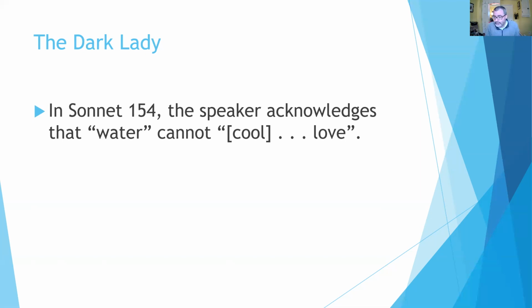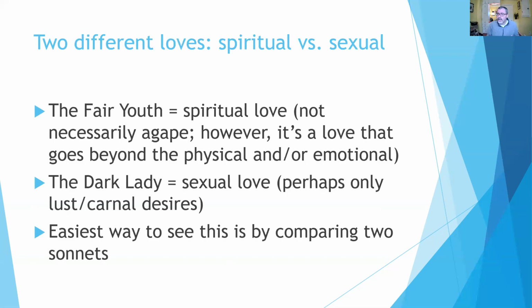Now, speaking of love, the last thing I want to talk to you about is how there are two different types of love that Shakespeare clearly wrestles with here. We have the so-called spiritual, and then we have the sexual or lustful one. For the fair youth, he was experiencing the spiritual love, a love that transcends the physical, that transcends really the emotional, and became something more. It's not to say that he didn't desire the youth in those ways.